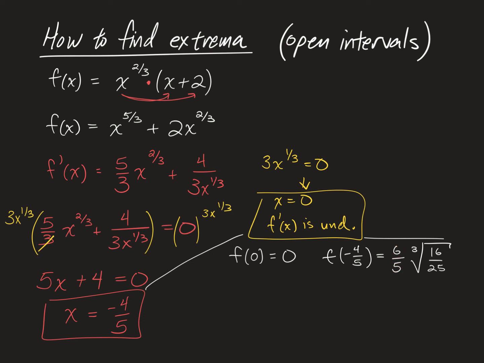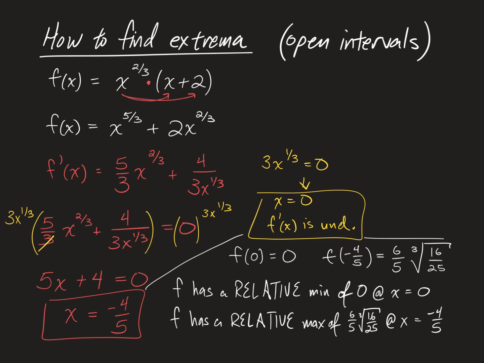All right, now for the statement. And it bears writing out both statements this time because, as I mentioned at the beginning, when we don't have a closed interval, we are finding relative minimums and relative maximums. So f has a relative min of 0 at x equals 0, and f has a relative max of 6/5 times the cube root of 16/25 at x equals -4/5.